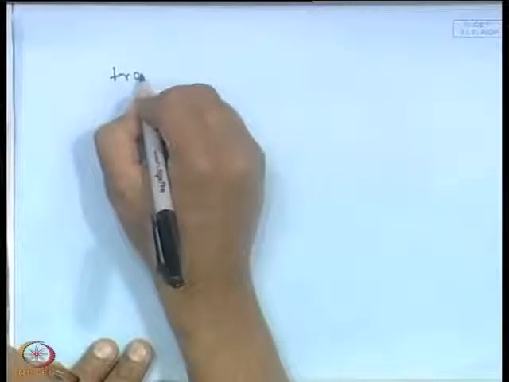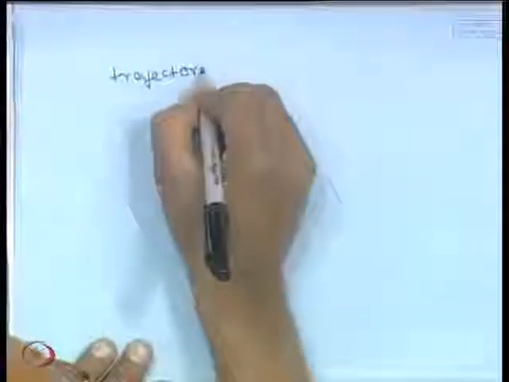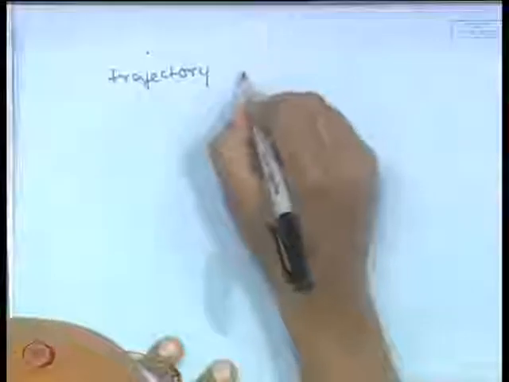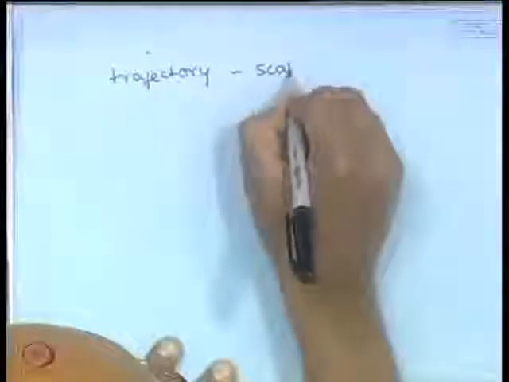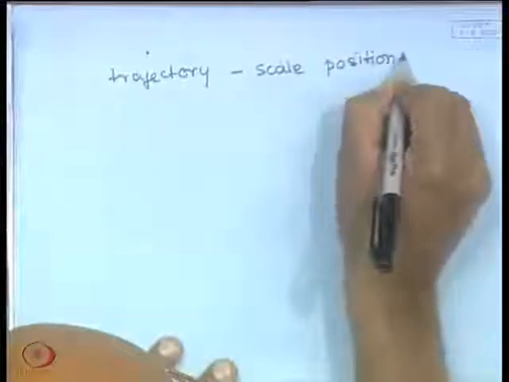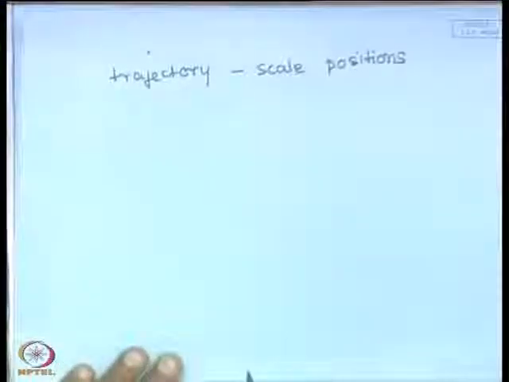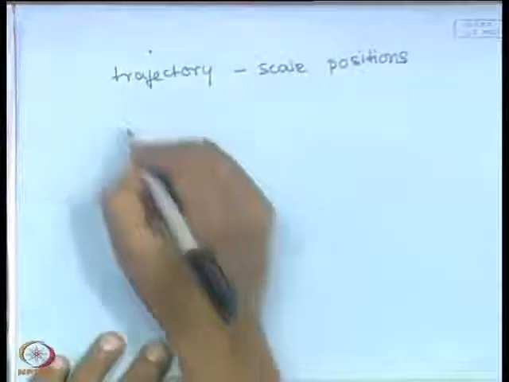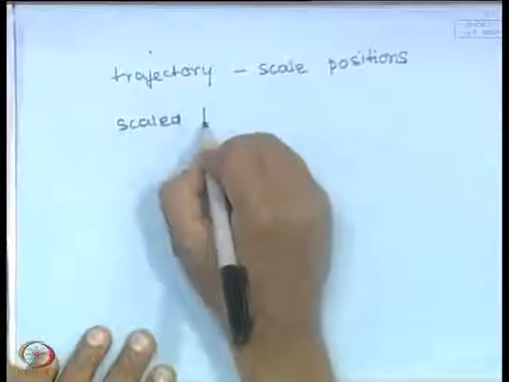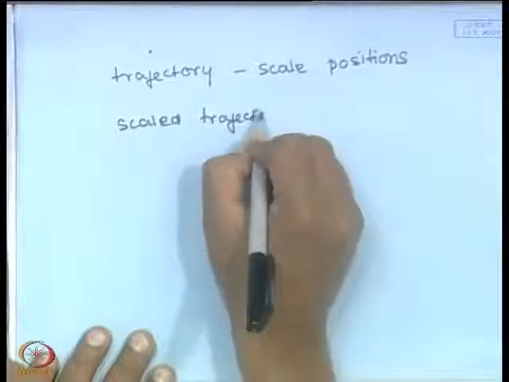Now let us consider a system. For that system, I have some trajectory, and I scale my positions by alpha. I will get the same trajectory, scaled, right? I am working in Cartesian, let us say. So I will get a scaled trajectory, which is going to be a different trajectory.